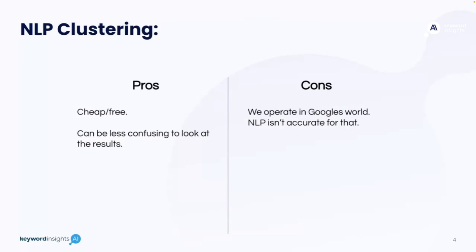Now, there are pros and cons to both. And I hope some of our users who are here will find this really useful. NLP clustering, the pros are that it's cheap or free. There's plenty of scripts online. You can download Python scripts really easily. And generally, it can sometimes be less confusing to look at the results. That will make more sense in about 2 slides' time, because a lot of the feedback we get on our tool, which is a SERP clusterer, is about how to understand the results. And I'll quickly go over that.